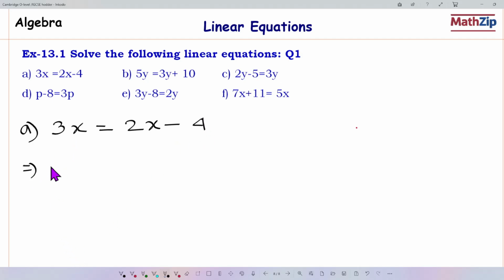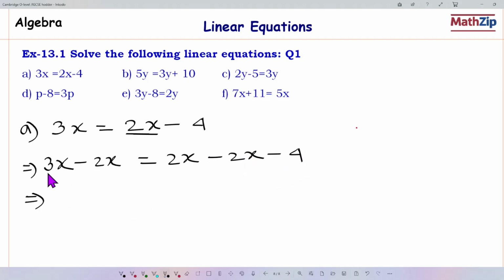Here, the 2x will come in here, so minus 2x: 3x minus 2x equals 2x minus 2x minus 4. So 3x minus 2x will be x, and 2x minus 2x cancels out, leaving 4. This is our answer.